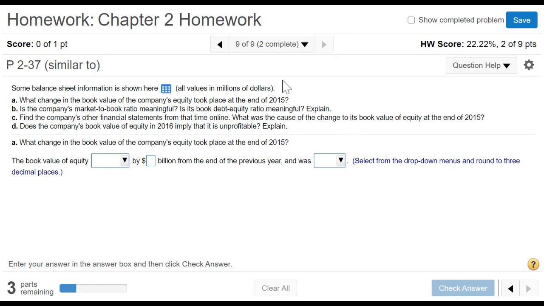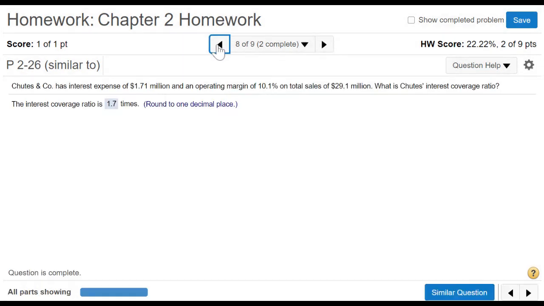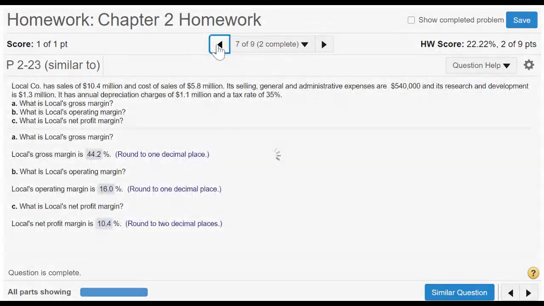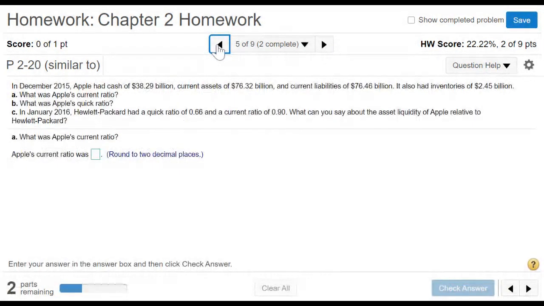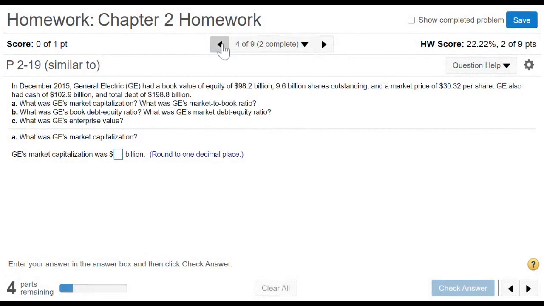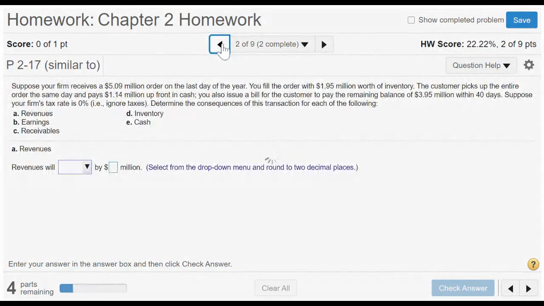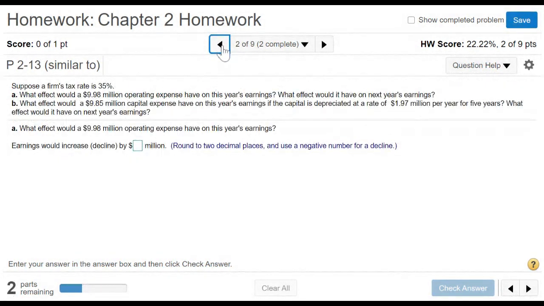Okay, great. Hold on one second. I don't know why this is doing that. Okay. Let's do this one, class. I want to do a couple of them and then we can call it a night.